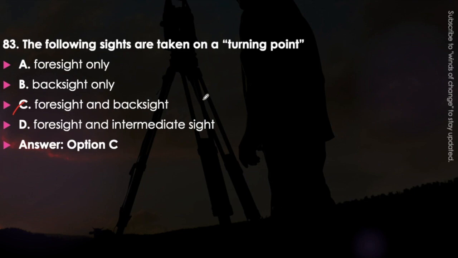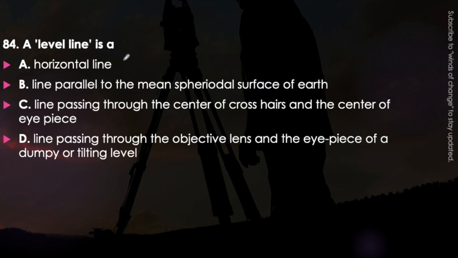Next question. A level line is a horizontal line parallel to the mean spheroidal surface of the earth, line passing through the center of the crosshair and center of the eyepiece, or line passing through the objective lens and the eyepiece of a dumpy or tilting level. Just think about it. Which one is the definition of level line?